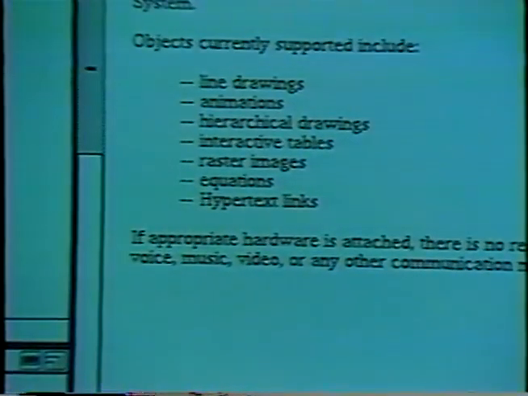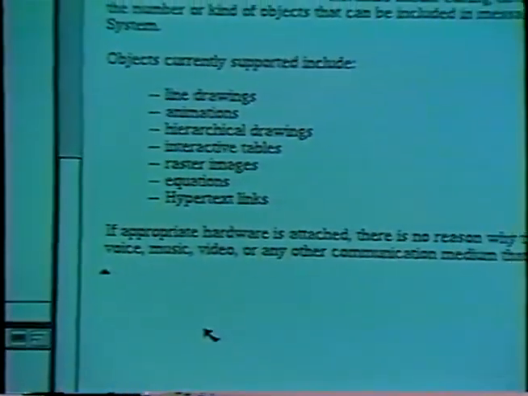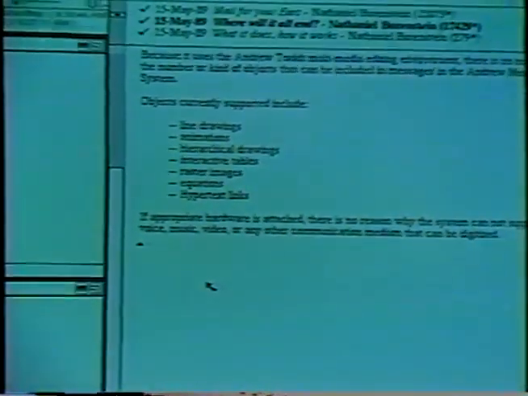Because of the open-ended architecture of the Andrew toolkit, there is no fundamental limitation upon the media types that can be included in mail and documents. In fact, it is not even necessary to recompile applications in order to incorporate new media types. Currently, the Andrew toolkit supports line drawings, animations, hierarchical drawings, interactive tables, raster images, equations, and hypertext links. If appropriate hardware is made available, it is relatively easy to augment the system to support video, voice, or any other communications medium. Most applications will never need to be recompiled for such support.